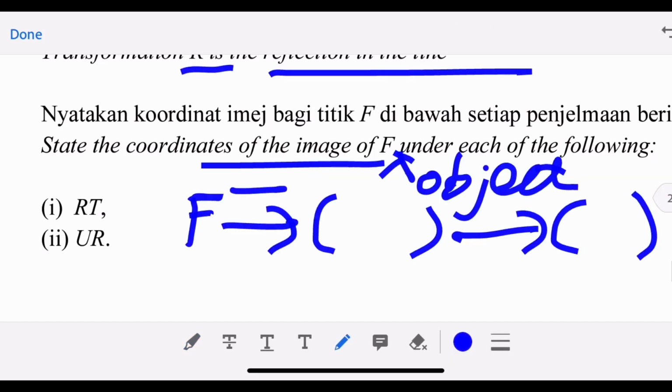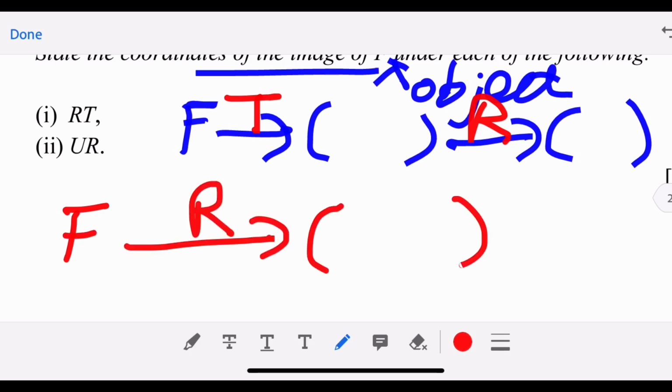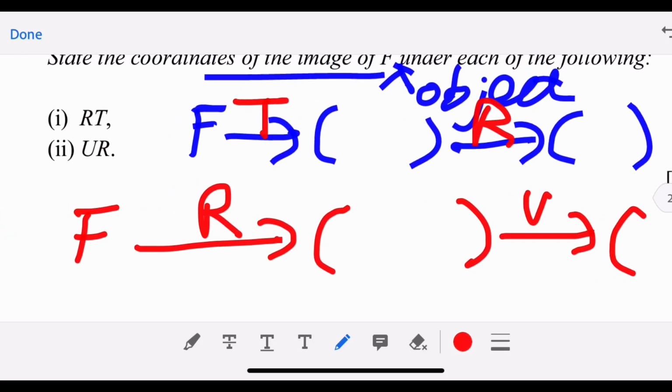Because this is a combined transformation, RT, when we do the transformation, we will do it the reverse way. If RT, we'll do TR. Please remember this, very important. So we will do the second followed by the first. So we'll do the T. T is translation. So for the first one, we will do T followed by R. For the second one, we will do R followed by U.